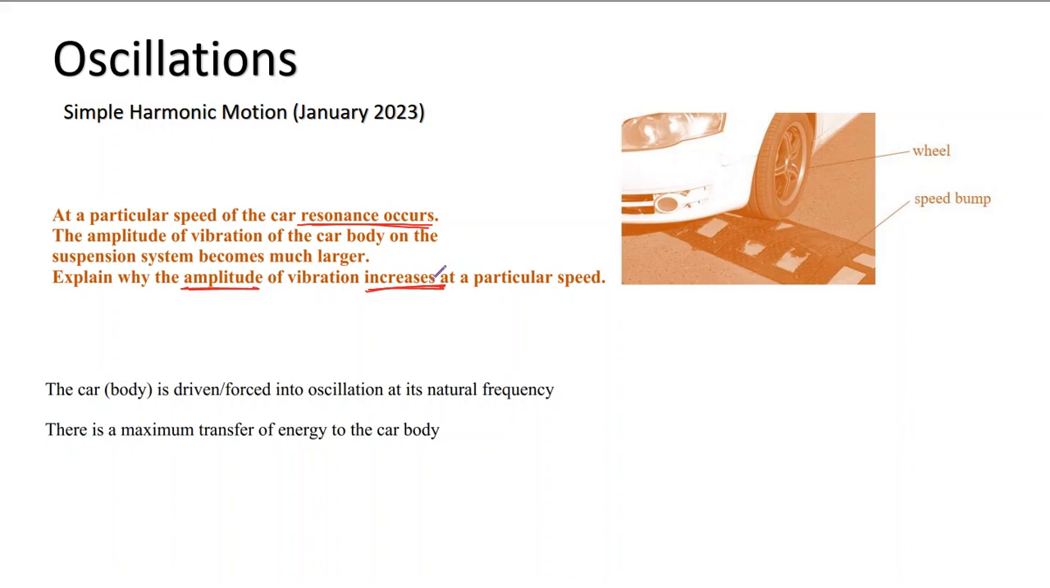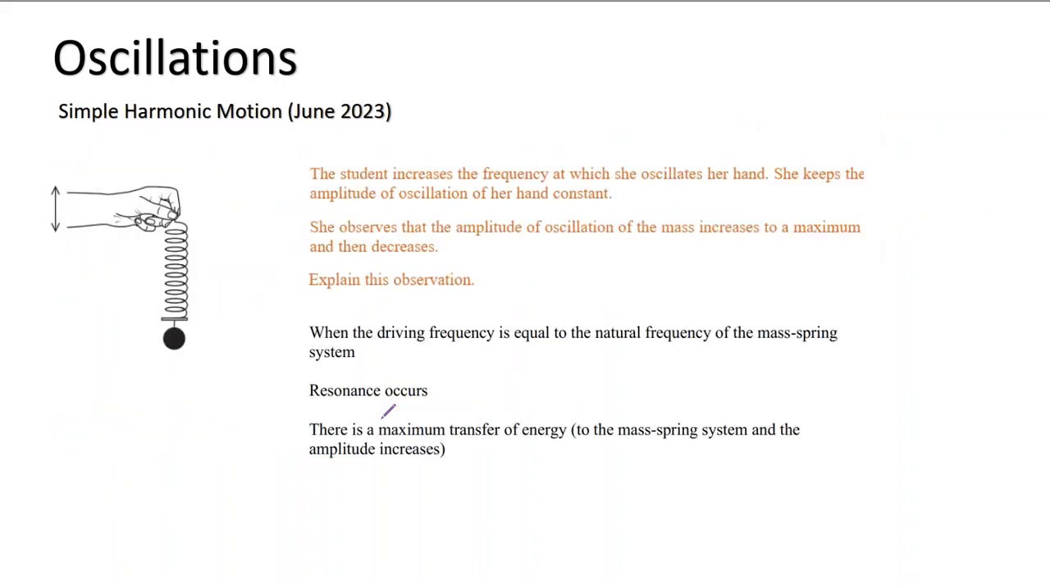So the car body is driven or forced into oscillations at its natural frequency. So resonance occurs and there is a maximum transfer of energy to the car body. I'll skip this page and go to the next one. This is from June 23. Look at the question. She observes that the amplitude of oscillation increases, but this question doesn't specify that resonance occurs. So for this one, "resonance occurs" would be a marking point. This is a very common question which I have already covered in the frequently asked questions compilation.